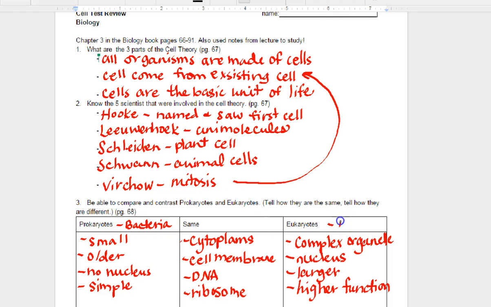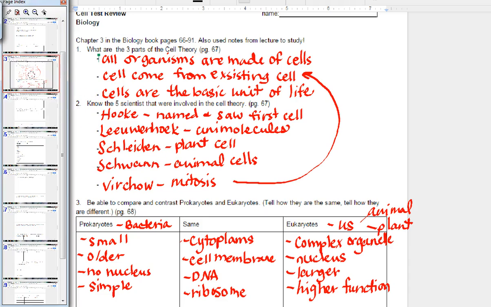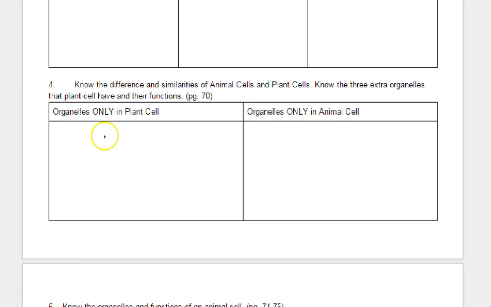And so eukaryotics, this is us, this is our cells, and this can either be us, like animal cells, or these can be plant cells. So we have plant and animal cells. Also, the fungi and protists fall into that category, but we didn't really touch on those.